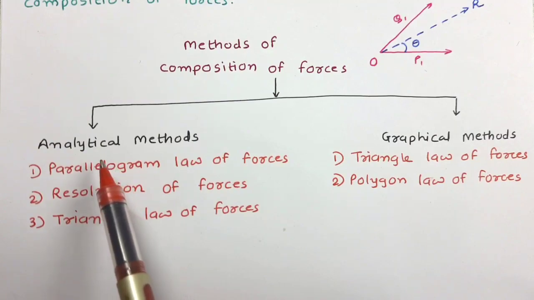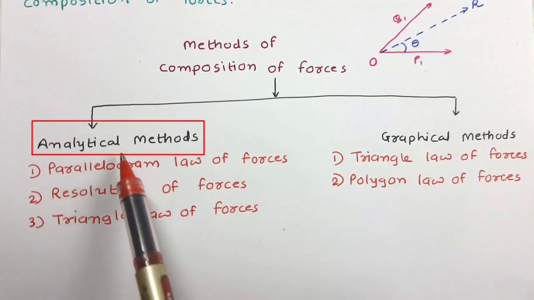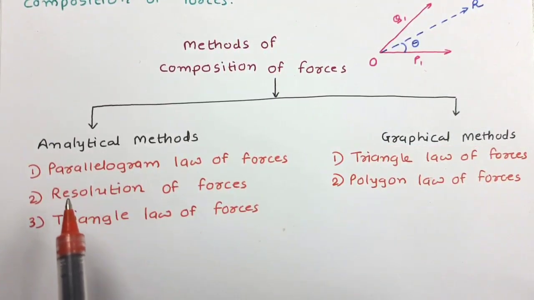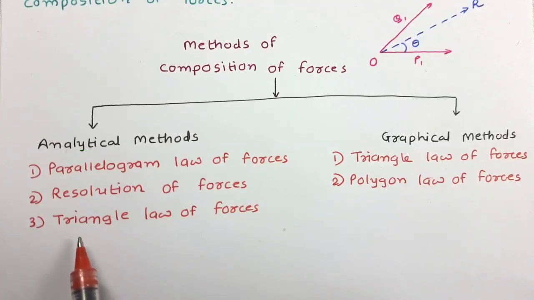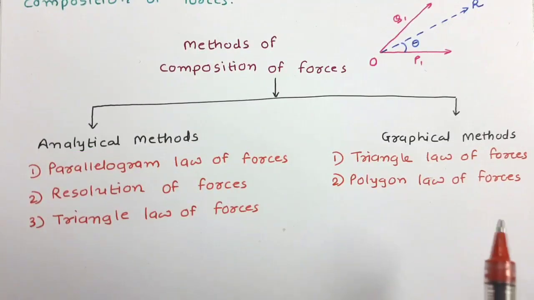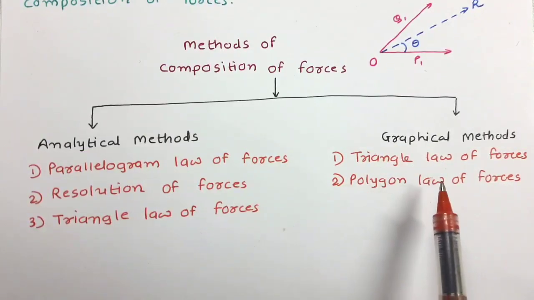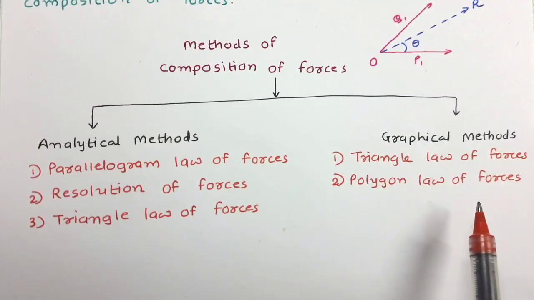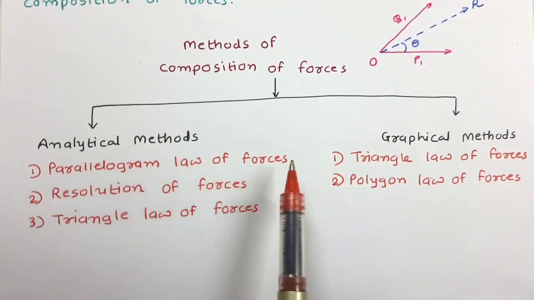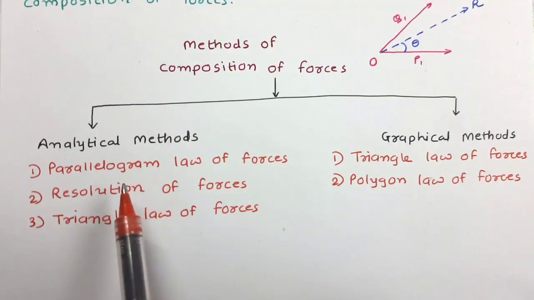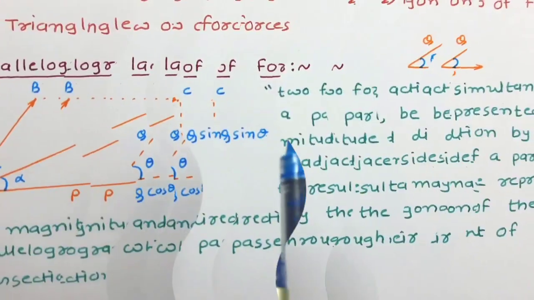There are basically two methods of composition of forces: analytical methods and graphical methods. In the analytical method, three different methods are there: parallelogram law of forces, resolution of forces, and triangle law of forces. And in the graphical method, there are two methods: triangle law of forces and polygon law of forces. Now let us learn about the parallelogram law of forces to find the resultant of two forces.